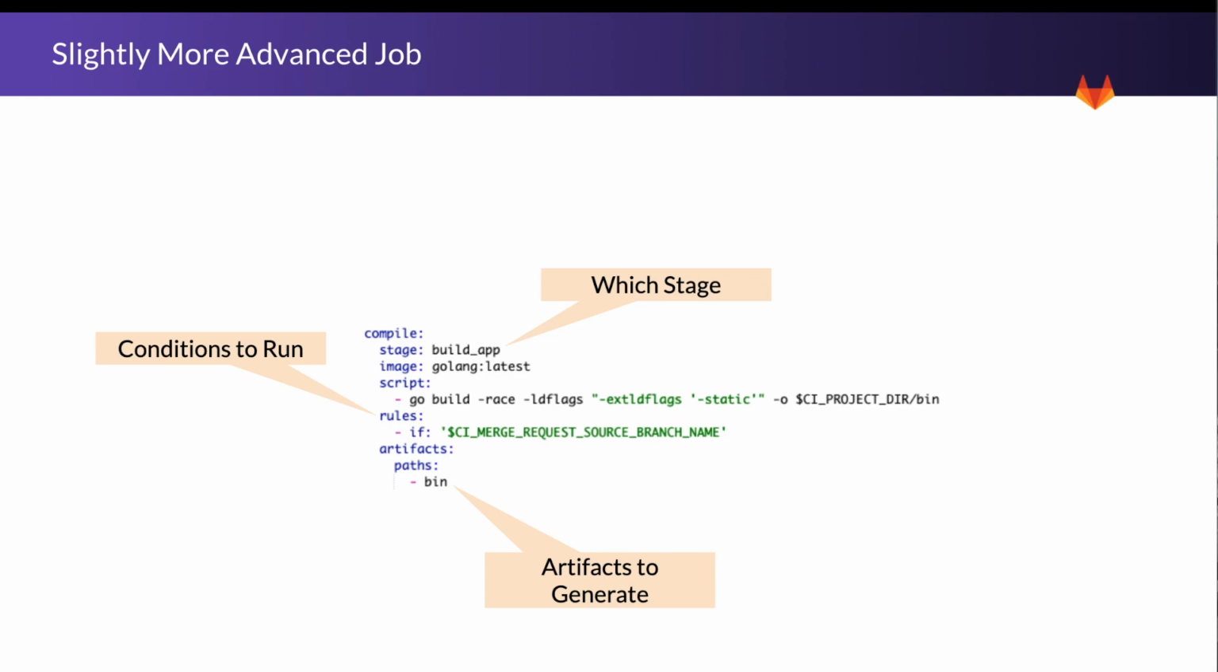Here's a slightly more advanced job. It's called compile, and it specifies the stages it should be run in. Stages basically give you an order of operations to run your jobs in. We've also defined some conditions under which this job should be run, and some artifacts that will be generated that we may want to use later. Now, in this case, this is just an overview. We're not going to be going into conditions and artifacts as part of this video, but I just want to show something slightly more advanced.